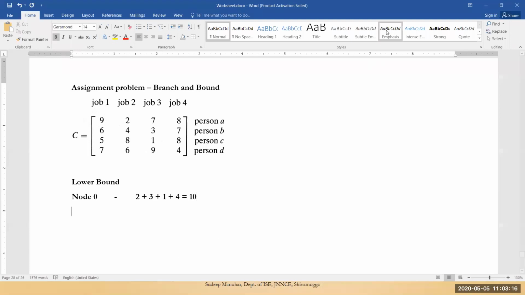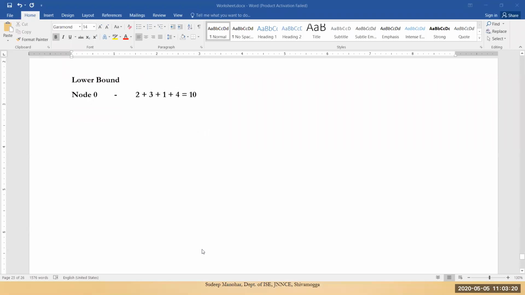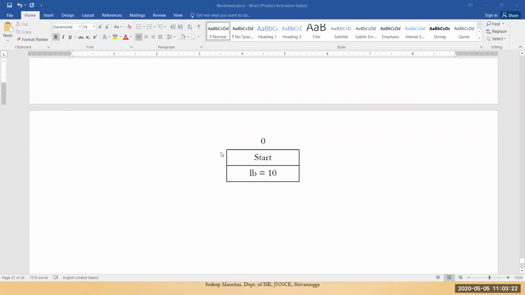Next. What we'll do is we have to write a node like this. The node contains 2 parts. The upper box contains a message called start, and the lower box contains the lower bound value, LB is equal to 10. So this is for node number 0. This 0 indicates that this is the 0th node.